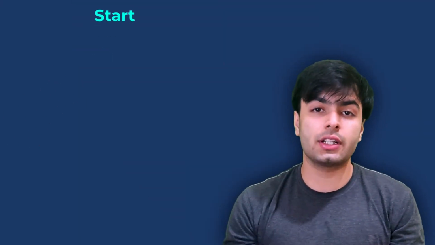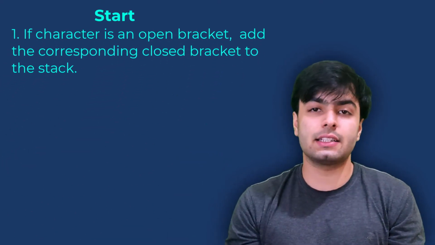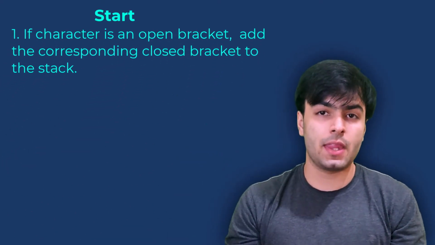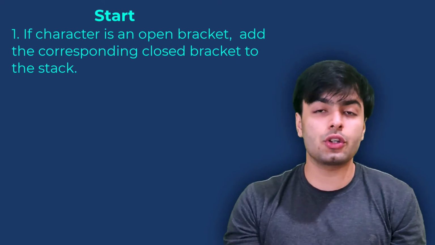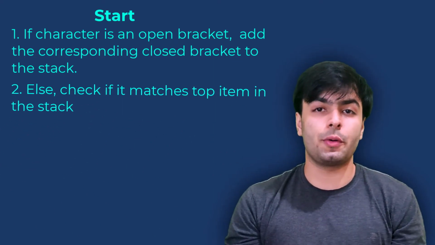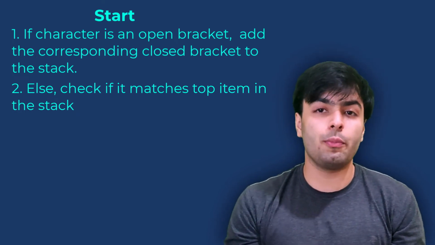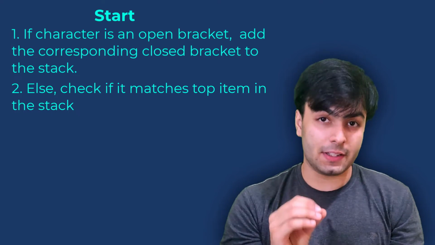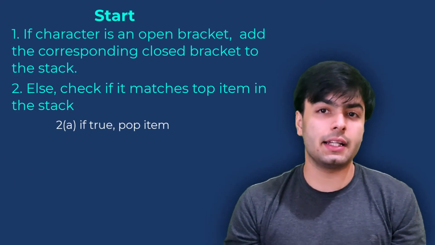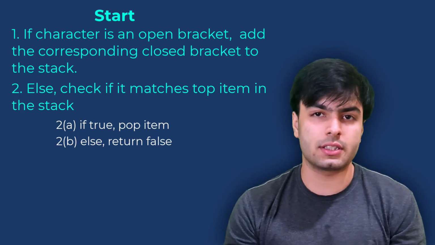To generalize this, we start by iterating through all the characters in the string. For each character, we first identify whether it is an open bracket. If it is, then we add the corresponding closed bracket to the top of our stack. If it isn't an open bracket and therefore is a closed bracket, we check if it matches the topmost item of our stack. If it does match, then we can pop that item from the stack, and if it doesn't, then we can stop and output false.